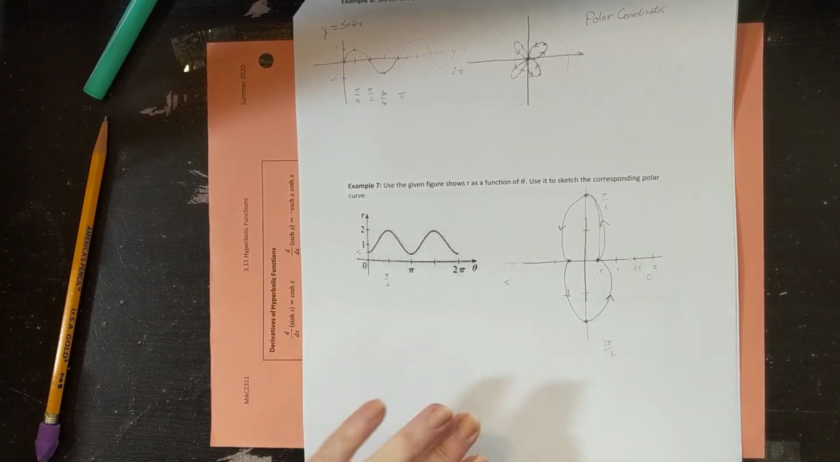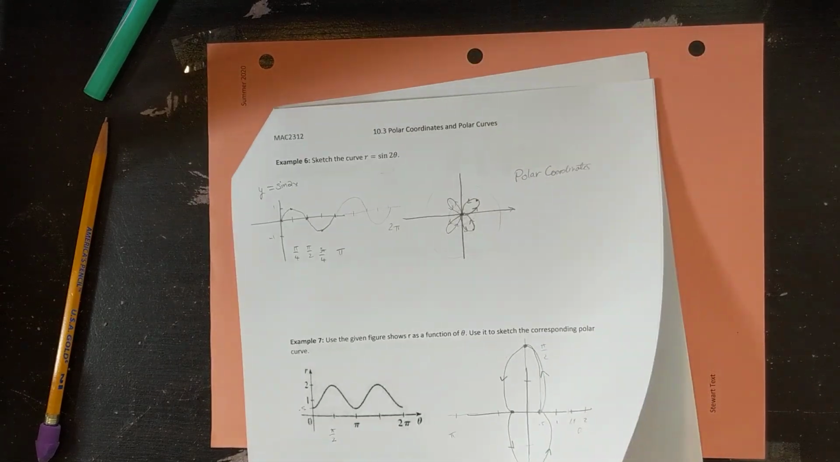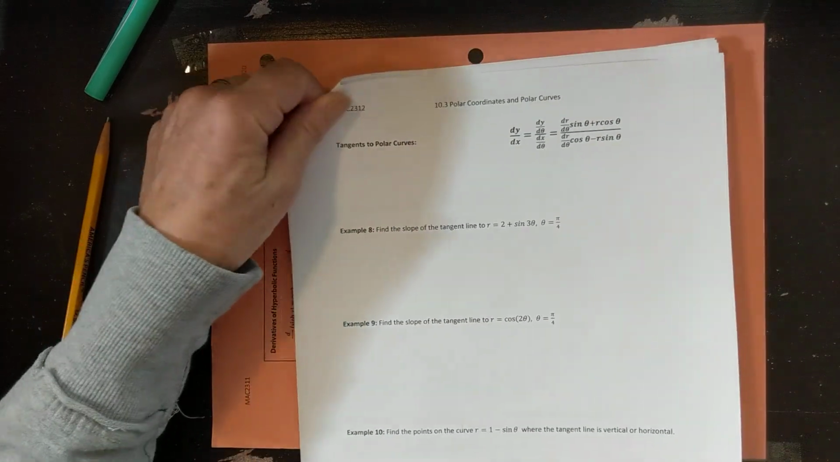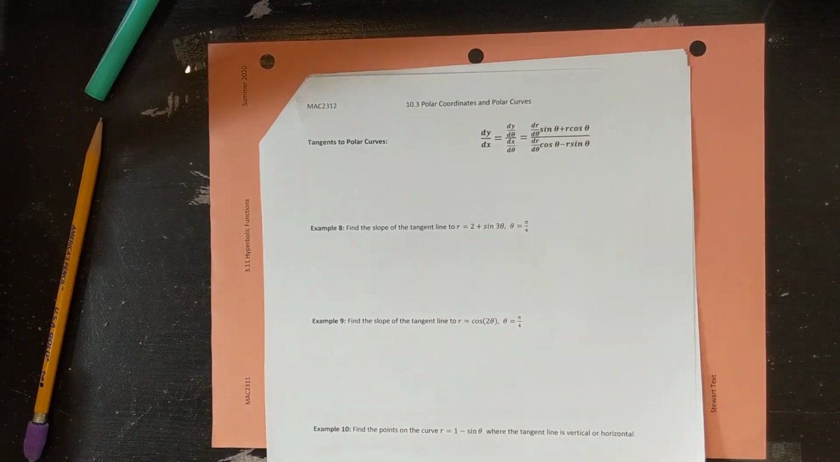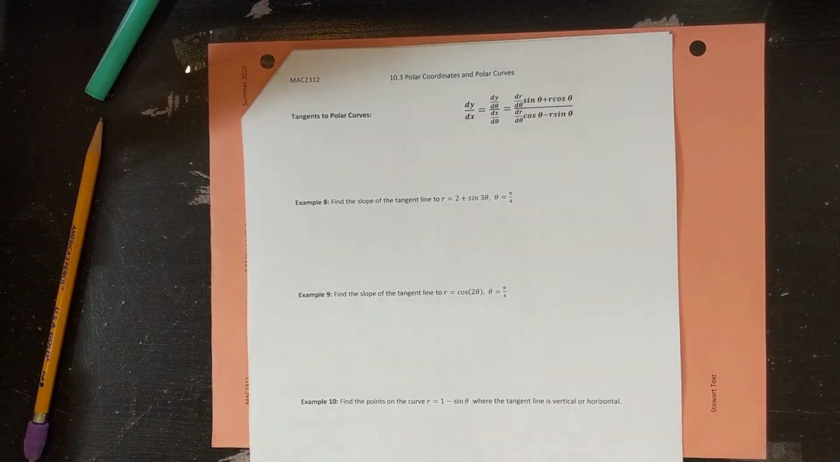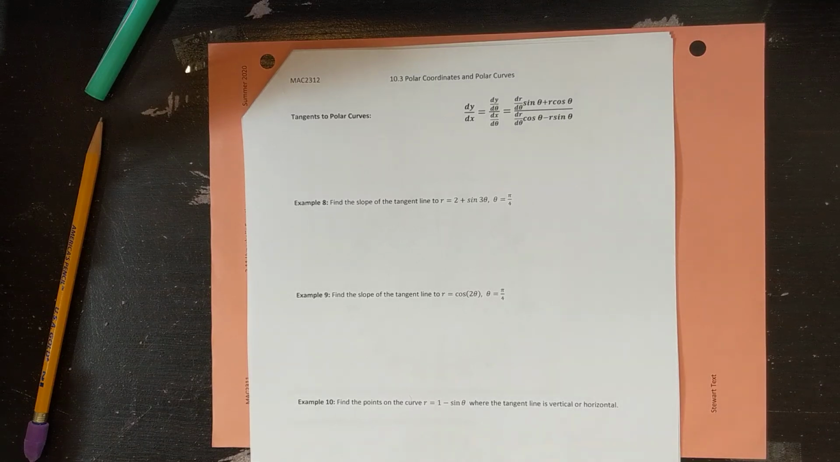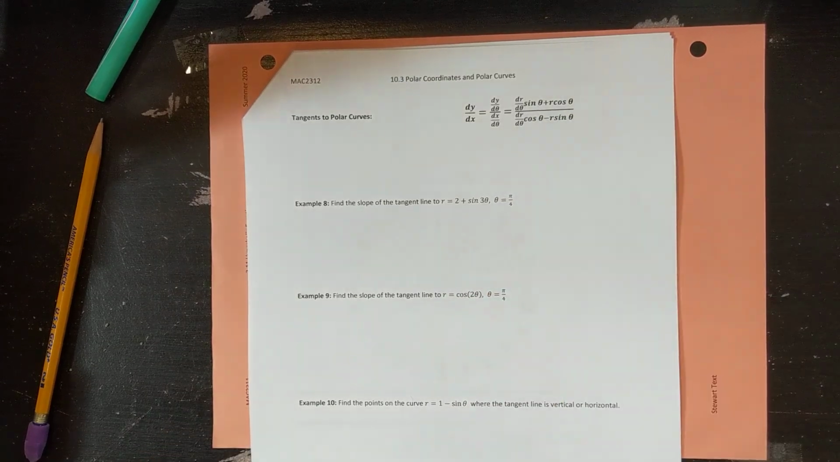All right, let's look at example 8, where we get to find a derivative. To find the derivative of a polar graph, we're looking for dy/dx. dy is the derivative of y with respect to theta, and dx is the derivative of x with respect to theta. So this is the formula. How do we come up with this?